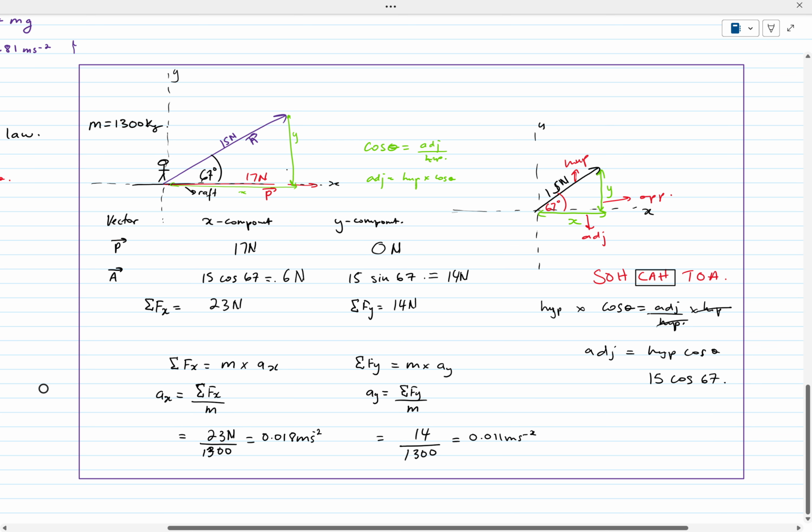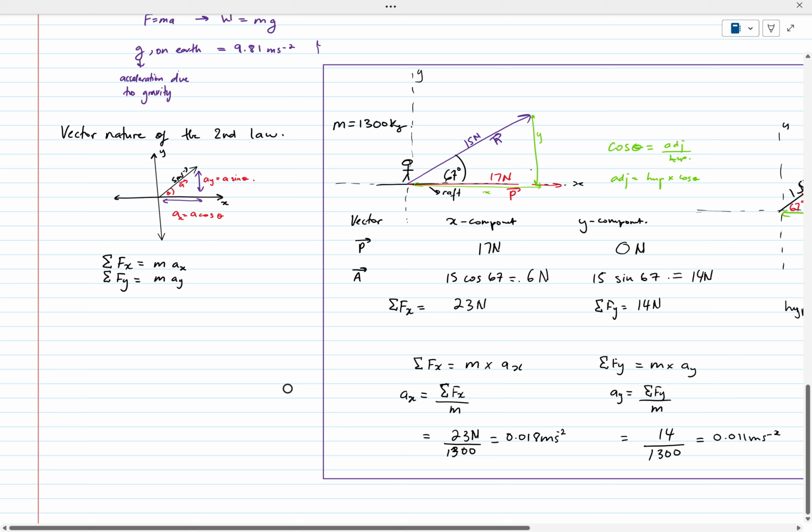Hopefully everything is fine thus far. That is it for Newton's second law. Newton's third law is what we're going into now.